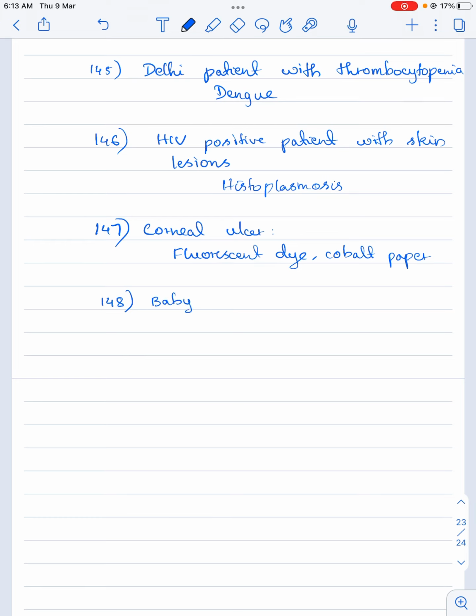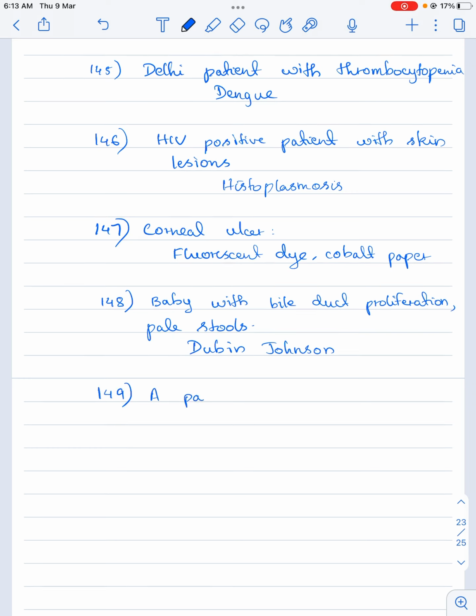Baby with bile duct proliferation, pale stools. So the most appropriate answer to this would be Dubin-Johnson. Next question.